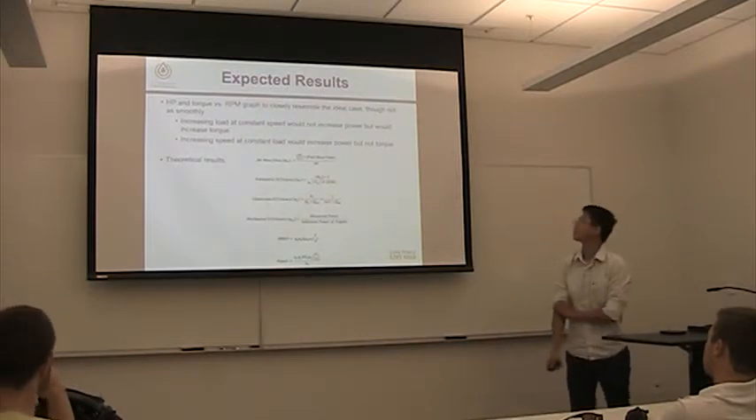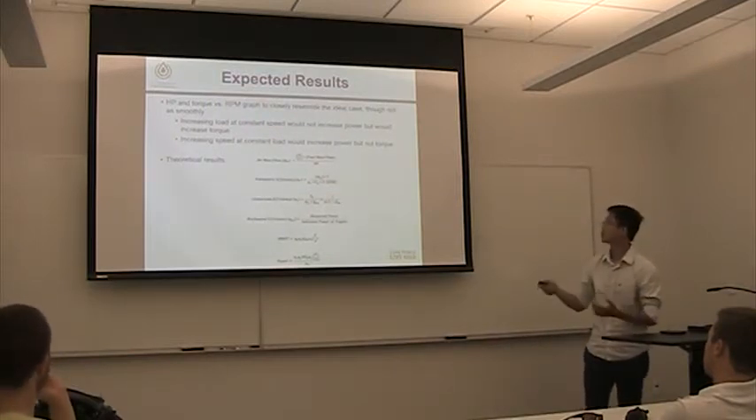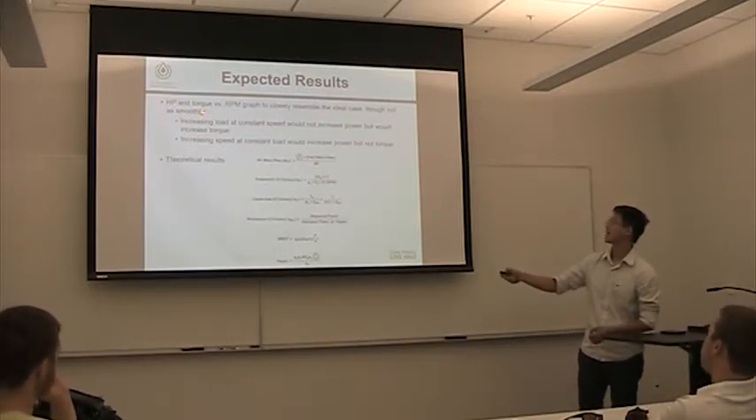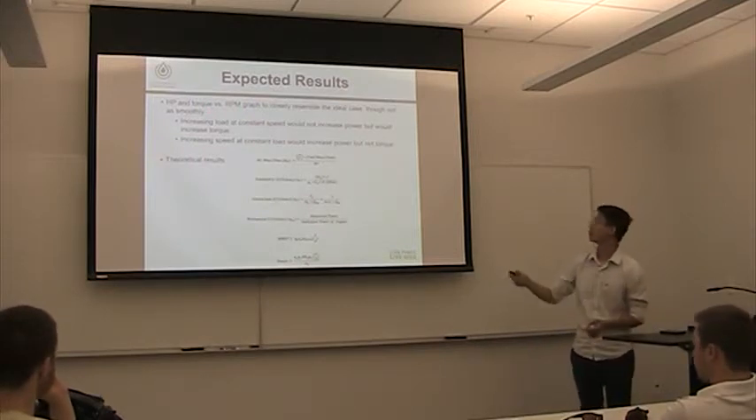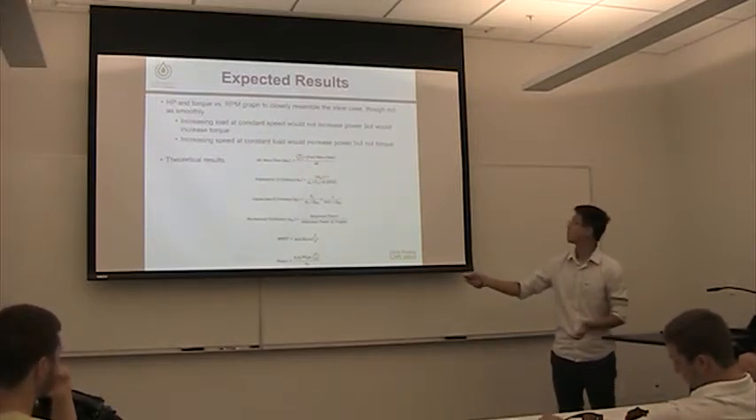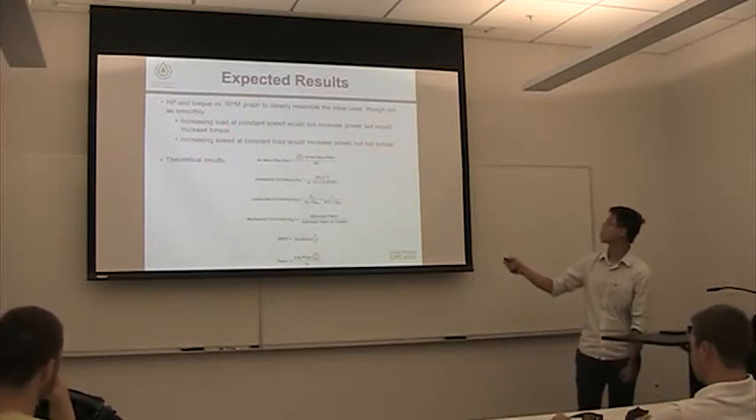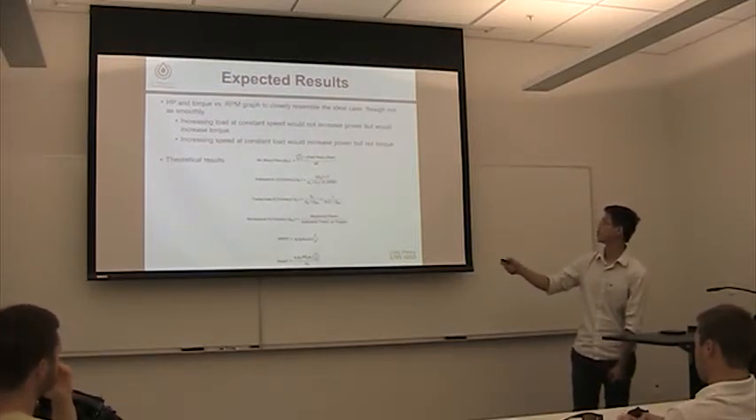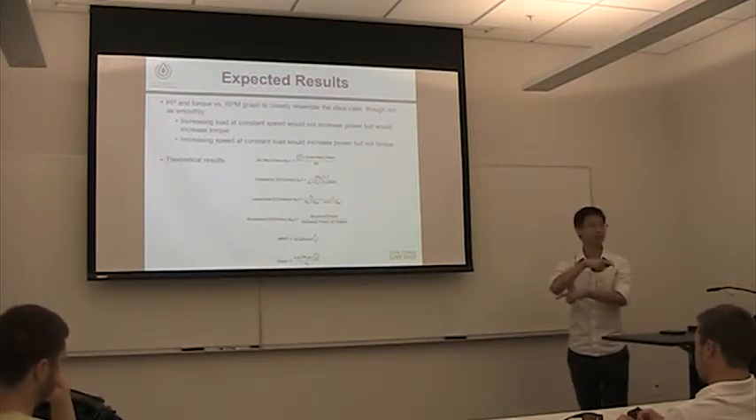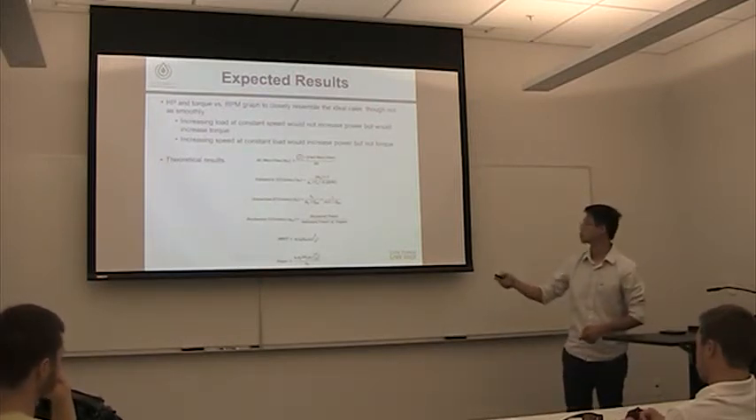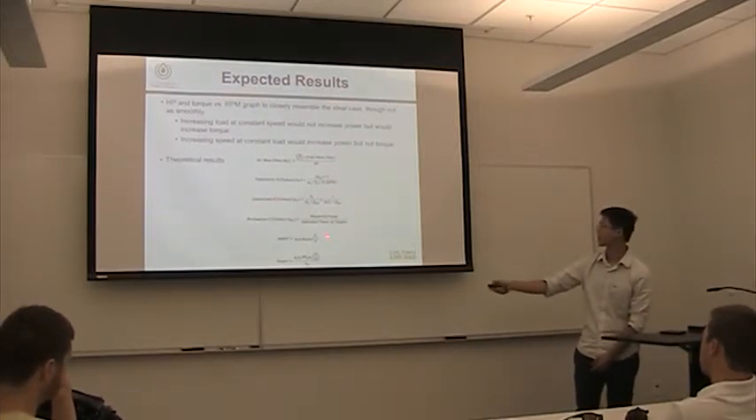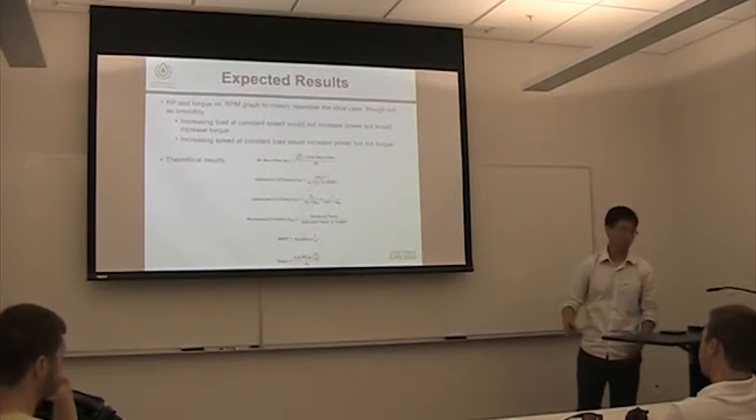So what are some expected results from this experiment? I expect that the horsepower and torque versus the RPM graph, which I showed on the last slide, will very closely resemble the ideal case, though not as smoothly. I expect that increasing the load at a constant speed will increase the power, but not increase the torque. And I expect increasing the speed at a constant load will increase the power, but not torque. It's basically flipped. We could also get some theoretical results. Those are equations that were given to us in the lab manual. So we could get things like the mechanical efficiency or the power theoretically.